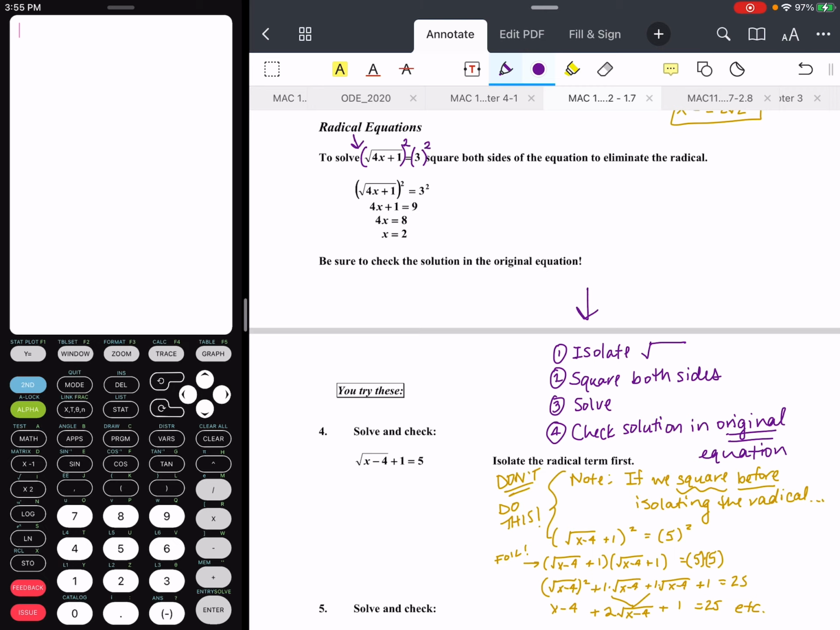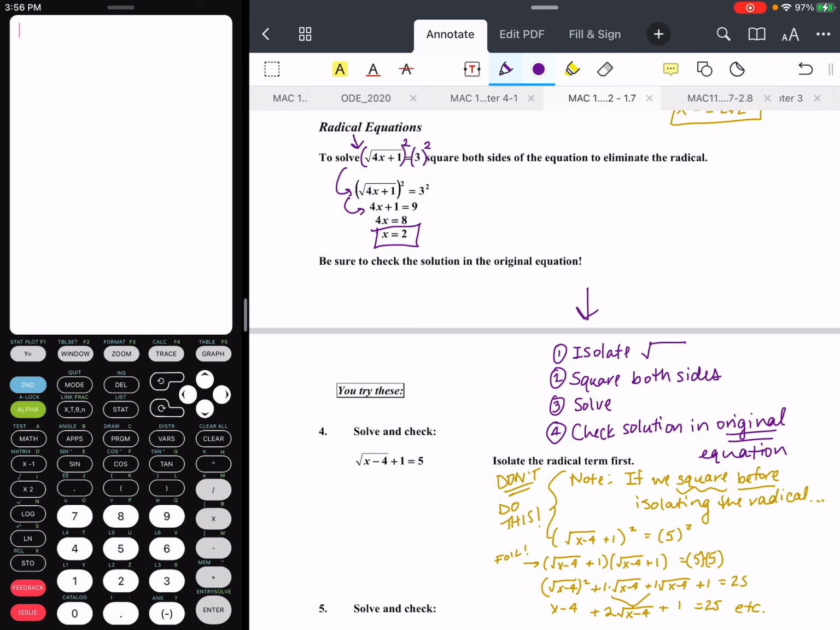So we would square both sides, which gets us down here. And if we square a square root, the radicand, the thing under the square root sign, gets pulled out. So we just end up with 4x plus 1 on the left, and then 3 squared on the right-hand side is 9. And then we just solve from there. So 4x plus 1 equals 9, subtract 1 from both sides, which gives us 8 on the right-hand side. Divide both sides by 4, so we end up with x equals 2.